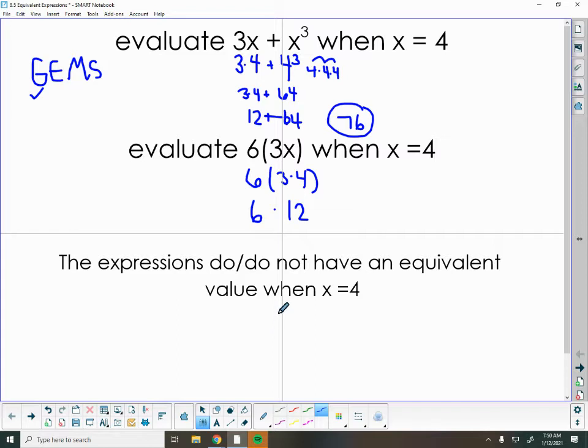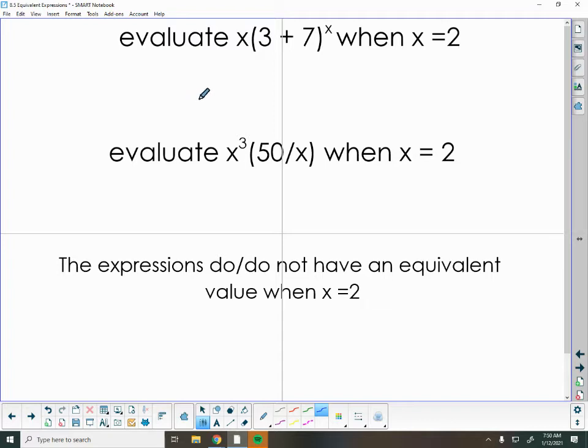Let's go ahead and finish that and decide, are these expressions equivalent or not? So 6 times 12 is 72. So these expressions do not have an equivalent value when x equals 4. So we're just going to use the strategies we've been using from the past few days, plug in what x is or whatever the variable is, solve using order of operations to see are they equivalent or not.